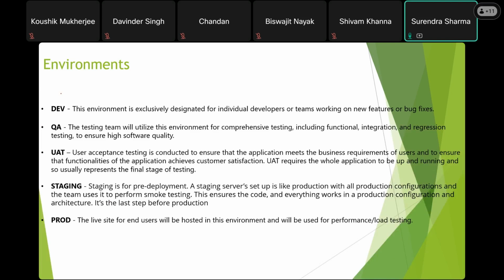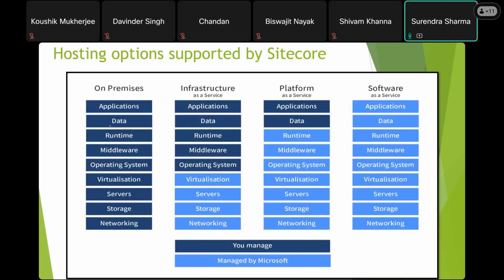For example, if your client doesn't have any budget, what they can do is combine dev and QA as one. Maybe UAT and staging can also be combined as one. So if your client has a good budget, then yes, create the individual environments. If they don't have any budget, then you can combine them as well. So we have to set up these environments.